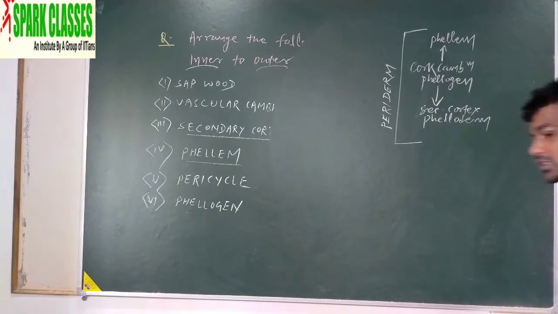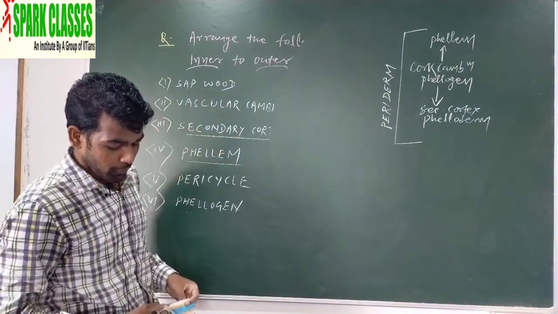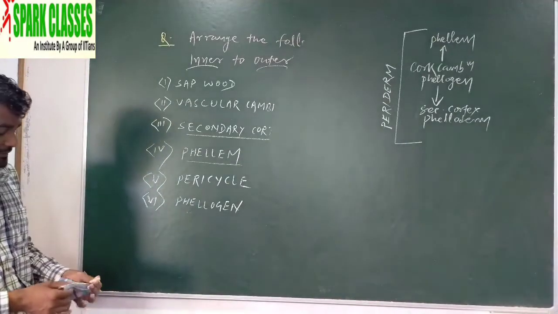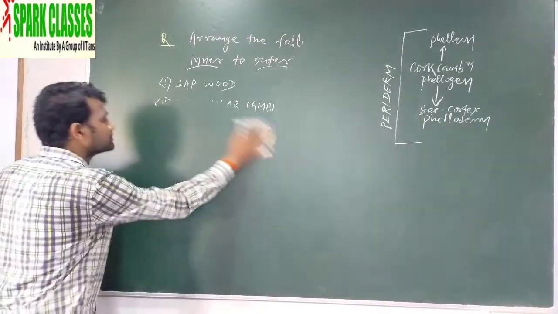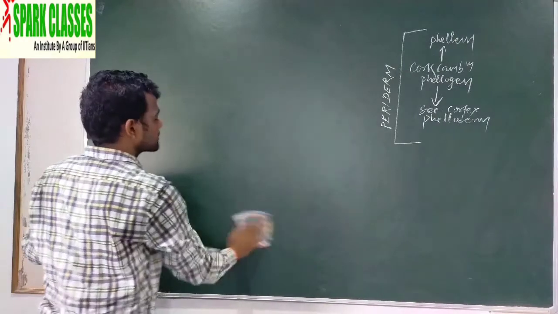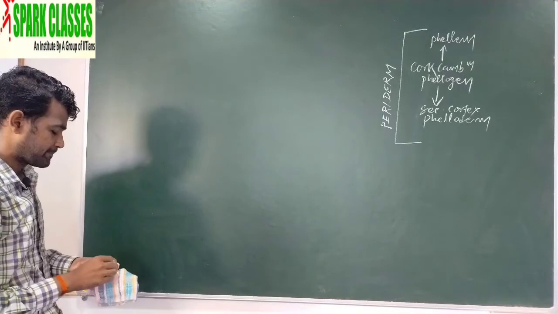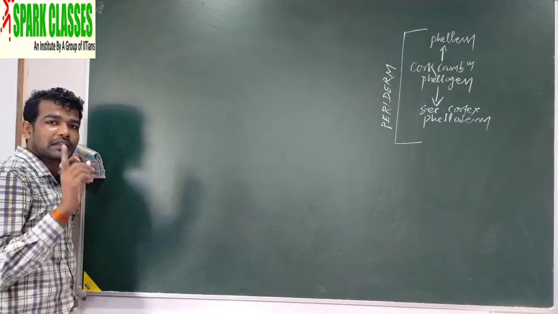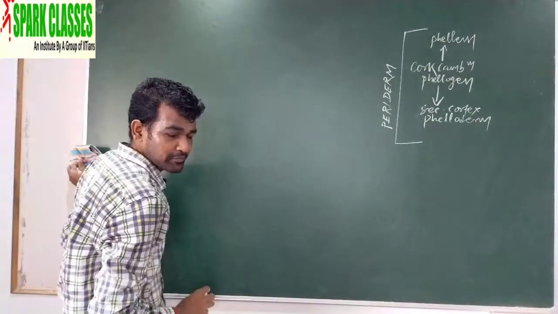We have successfully completed secondary growth. Now we'll move towards another important part of the anatomy of flowering plants. When secondary growth takes place, both rings are important. One is your cambial ring, another is your cork cambium or phellogen, which is produced.